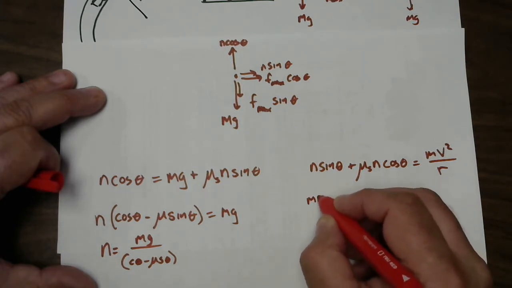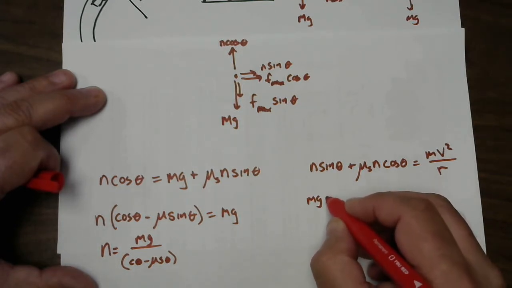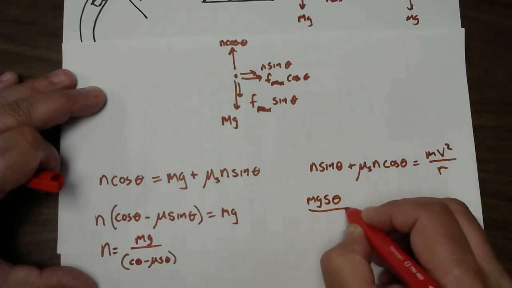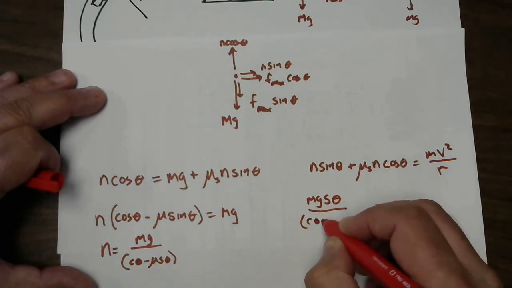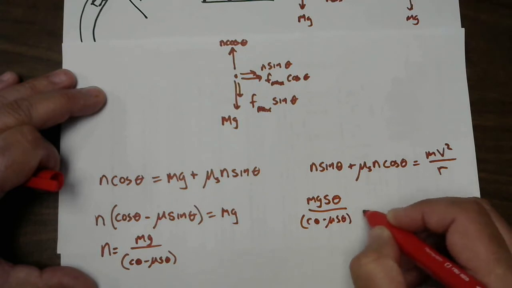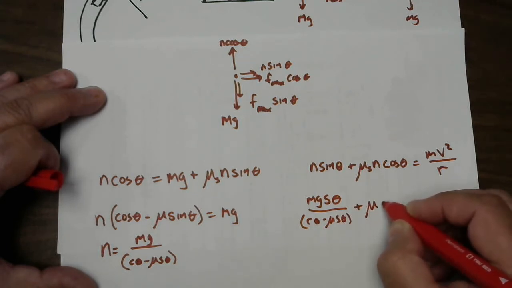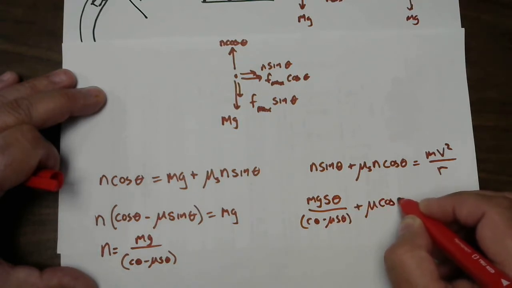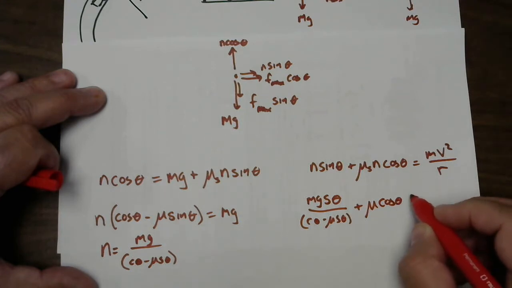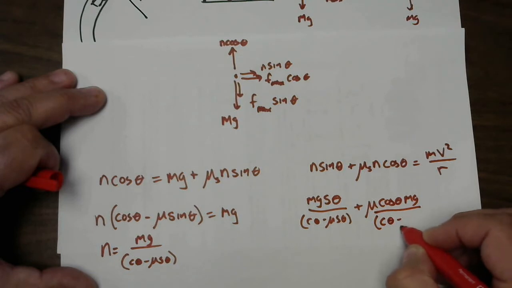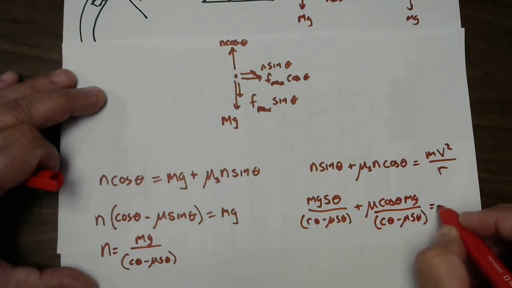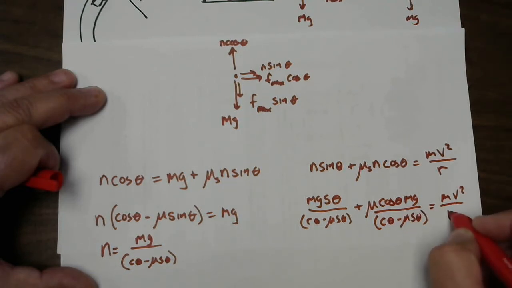So we're going to have mg sine theta over cos theta minus mu sine theta plus mu cos theta. Oh, and now I'm going to write it out. Times m times g over cos theta minus mu sine theta. And that's going to equal mv squared over r.